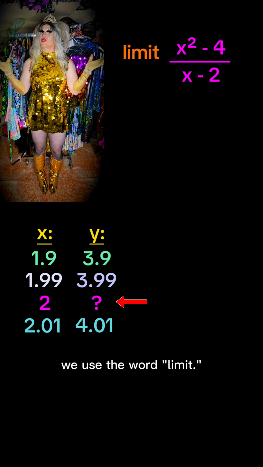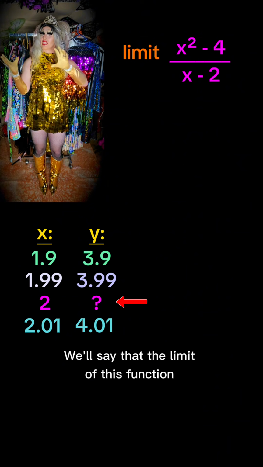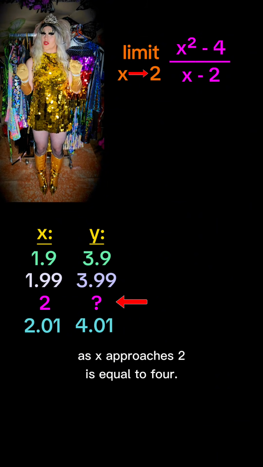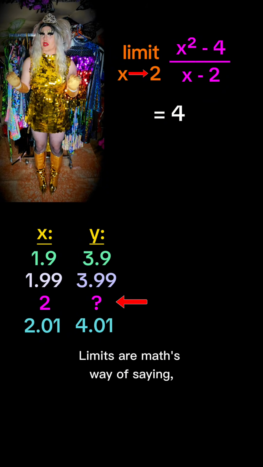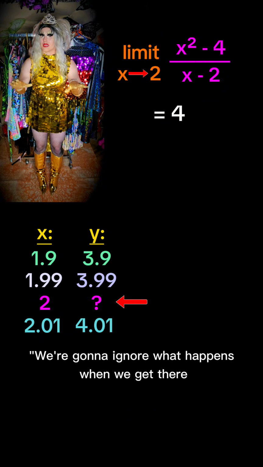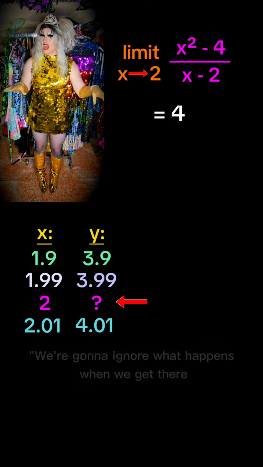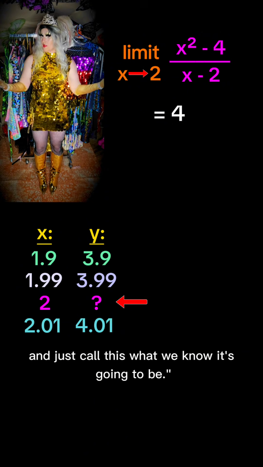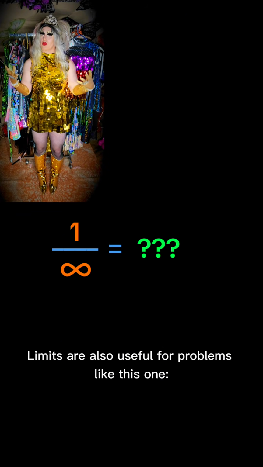When this happens, we use the word limit. We'll say the limit of this function as x approaches 2 is equal to 4. Limits are math's way of saying we're going to ignore what happens when we get there and just call this what we know it's going to be. Limits are also useful for problems like this one.